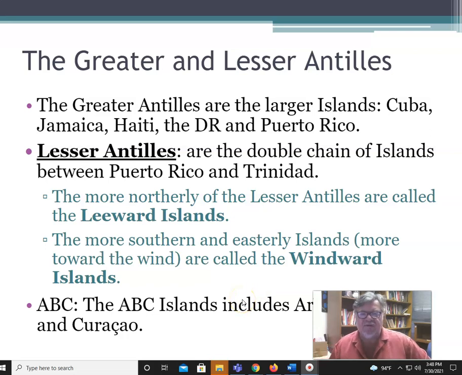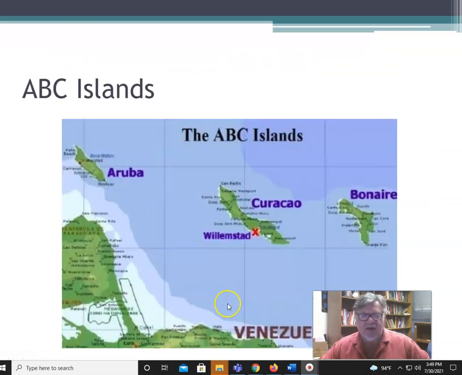The more northerly of the Lesser Antilles is called the Leeward Islands, and the more southern and easterly islands, more towards the wind, are called the Windward. And of course, I've mentioned the ABC Islands include Aruba, Bonaire, and Curacao. Here they are just off the coast of Venezuela. I haven't been there. If you've been there, let me know.